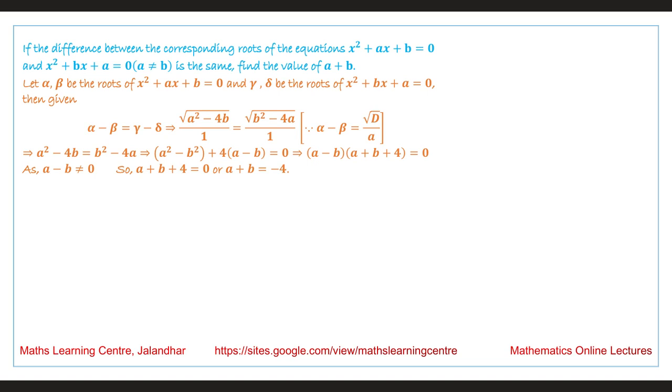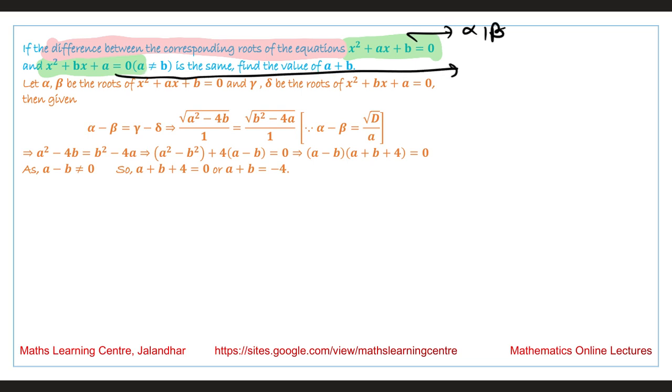Now in this question we have two equations, x square plus ax plus b is equal to 0, and x square plus bx plus a is equal to 0, and it is given that the difference between the corresponding roots of these equations is the same. If we assume that the roots of the first equation are alpha and beta, and the roots of the second equation are gamma and delta, then alpha minus beta and gamma minus delta are equal to each other.